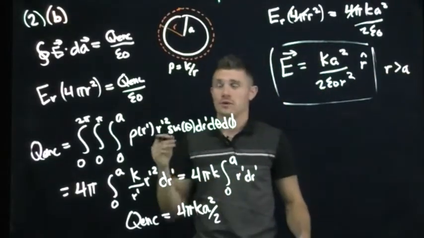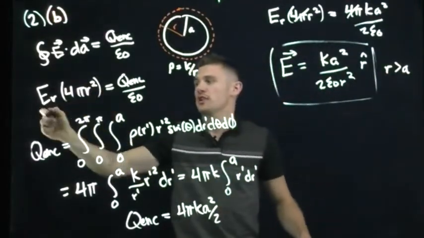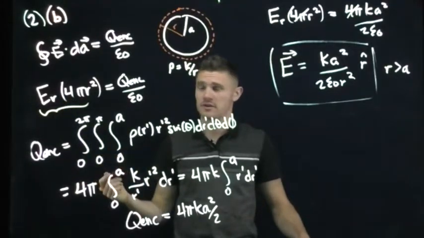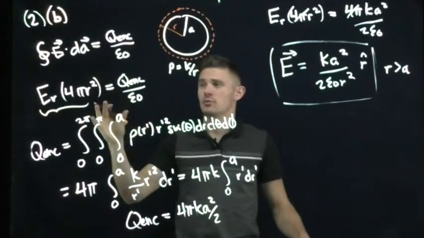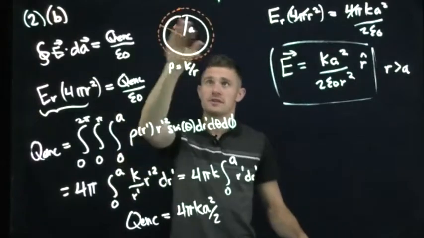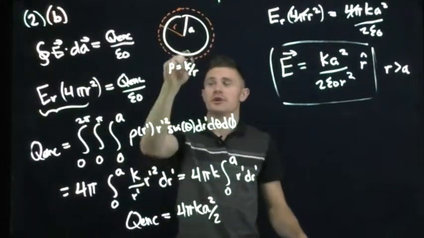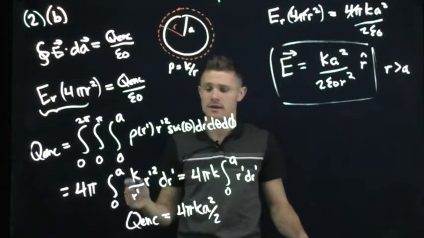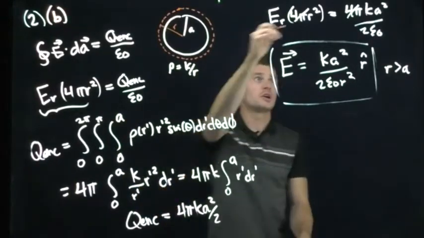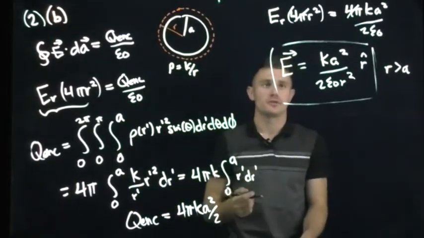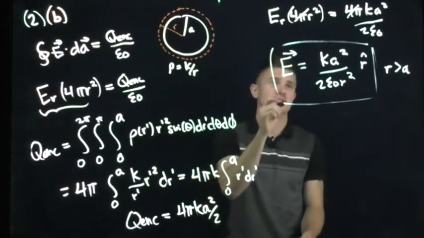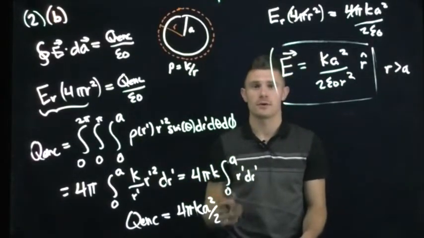So once again, we used some of the information that we knew from already solving part A, which makes it move faster. The enclosed charge is different in this case because the Gaussian surface is outside our sphere of charge. So we integrate from 0 all the way to the radius a, which gives us a different enclosed charge. Plug that into Gauss's law, and we end up with the electric field outside of the sphere of charge being k a squared over 2 epsilon naught r squared r hat.